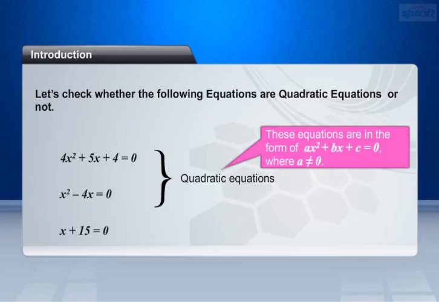x plus 15 equals 0. Here, the x squared term is missing, hence, the given equation is not a quadratic equation.